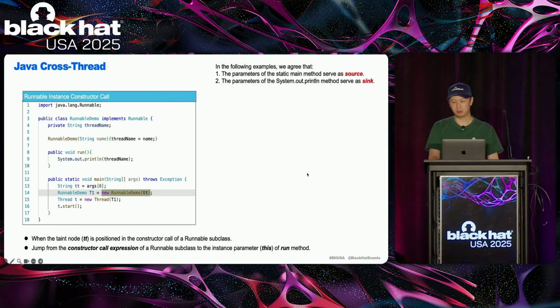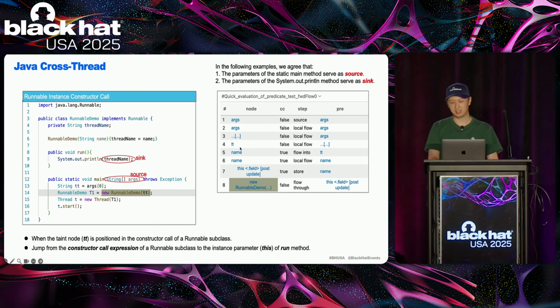So here's an example of cross-thread analysis. The parameters of the static main method are the source point, and the println method parameters are the sink point. On the left here is the code, and on the right is the intermediate results of the static analysis. As we can see, in the default analysis, we can't find a path from source to sink. It breaks at the constructor call of RunnableDemo at line 14.